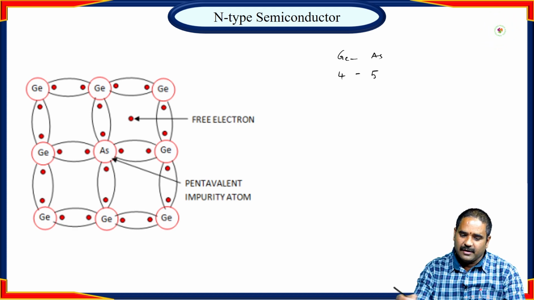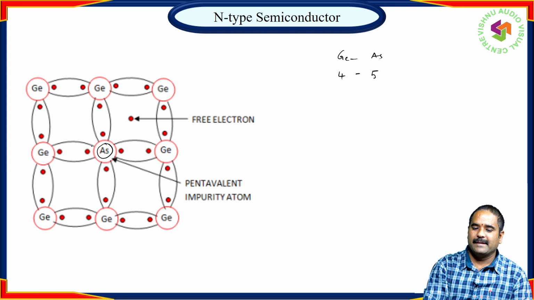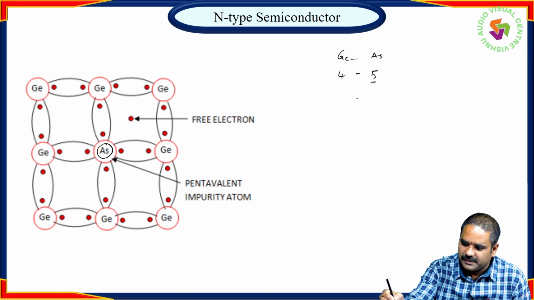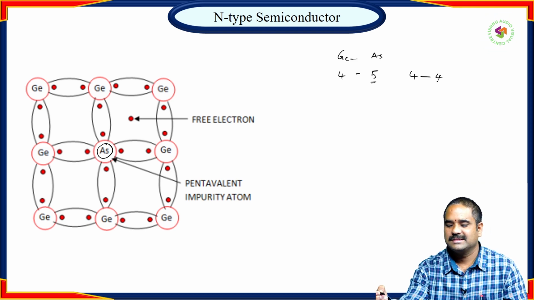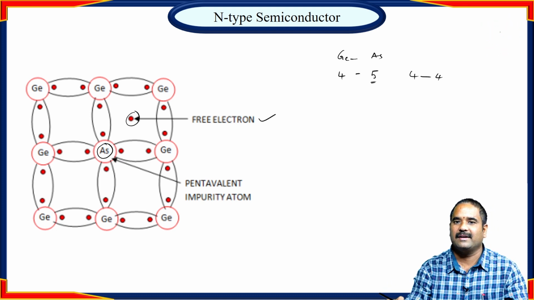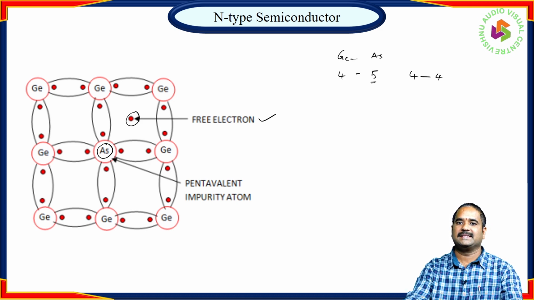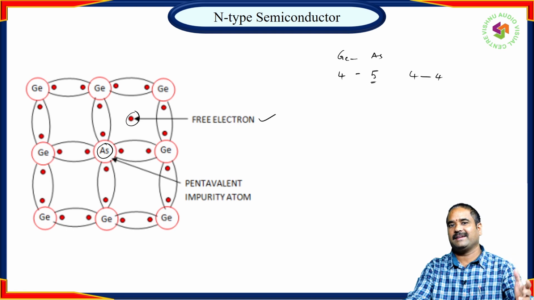Here, when a germanium atom is replaced by an arsenic atom, meaning we are doping with the pentavalent impurity atom, four germanium atoms form four covalent bonds. So there is an excess of electron. This excess electron is known as a free electron. So in N-type semiconductor, electrons are the majority charge carriers and holes are the minority charge carriers. I repeat, in N-type semiconductor, electrons are the majority charge carriers because there is an excess of electrons.